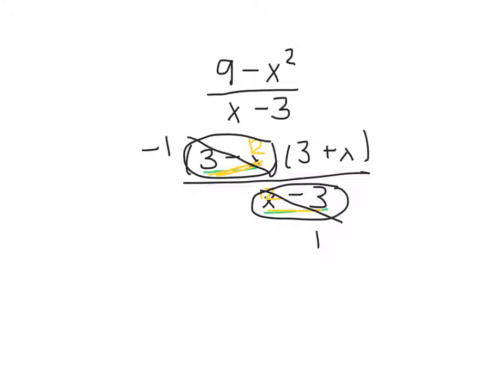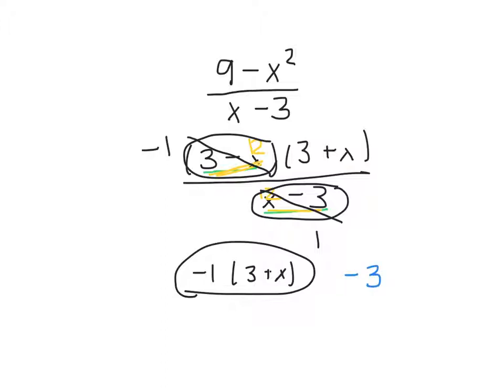And then collecting what we have left in our rational expression, we have a factor of negative 1, and then another factor of 3 plus x. And then in the denominator, we have a 1, which I'm not going to bother to write. So that's a perfectly fine way to write the answer. One could multiply out the negative 1 and write negative 3 minus x if they wished, and that would be a perfectly acceptable answer.